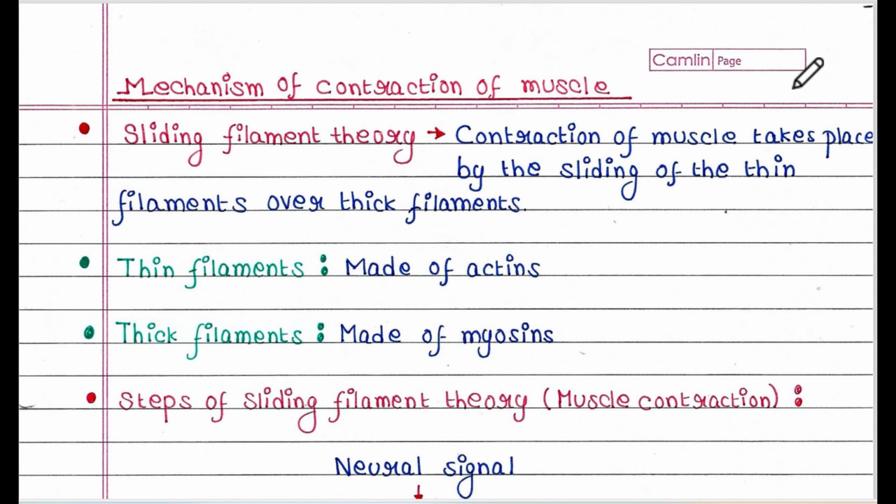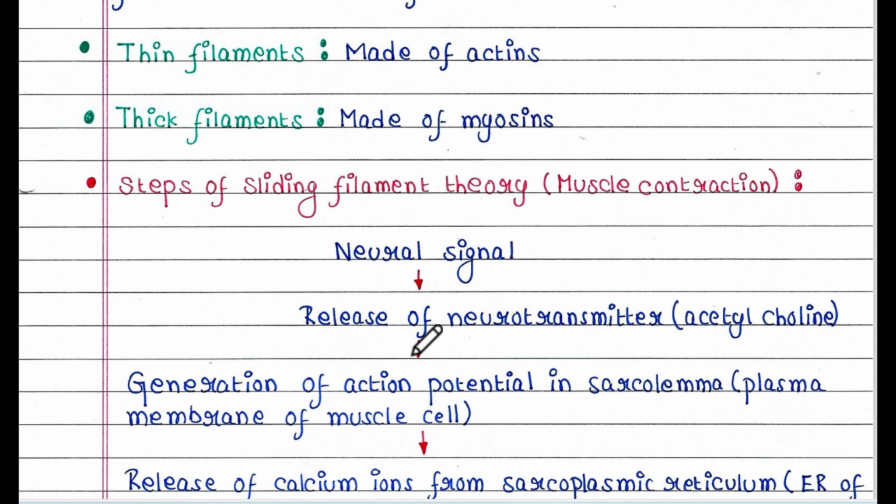So the mechanism of muscle contraction could be best illustrated by the sliding filament theory. According to this theory, contraction of muscle takes place by the sliding of the thin filaments over thick filaments. So thin filaments are made up of actin and thick filaments are made up of myosin. So we will see the steps of muscle contraction.